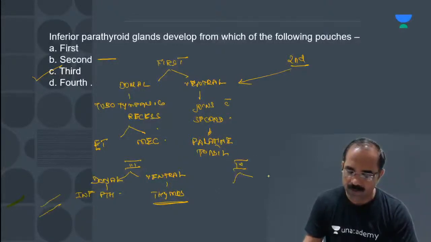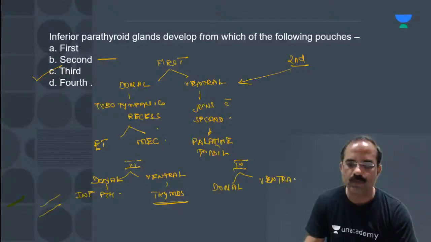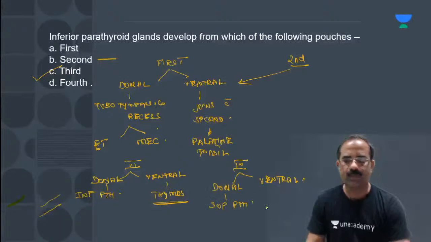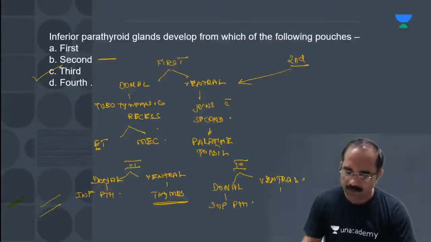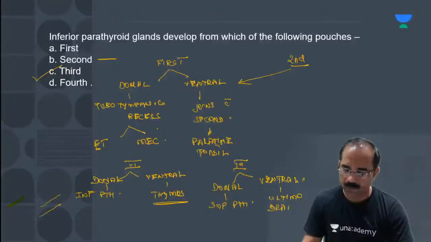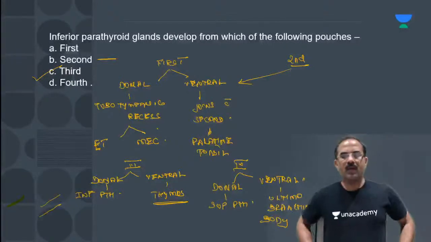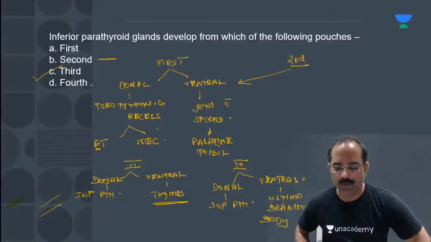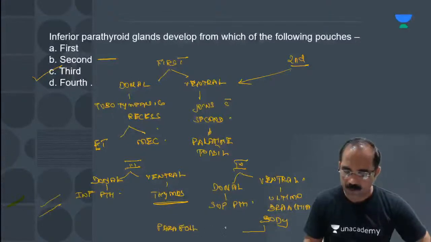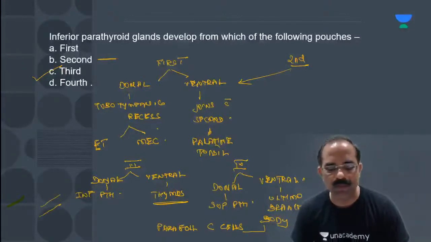Fourth endodermal pouch divides again into a dorsal and a ventral part. Dorsal से बनेगा superior parathyroids. And ventral forms the ultimobranchial body. And this ultimobranchial body is going to form what? It is going to form the parafollicular C cells of thyroid. Is this perfectly clear to all of you?